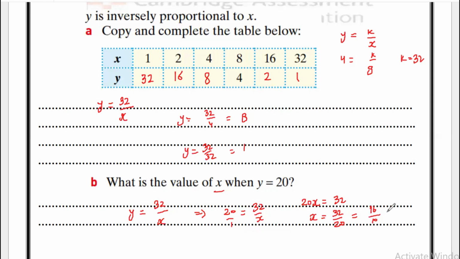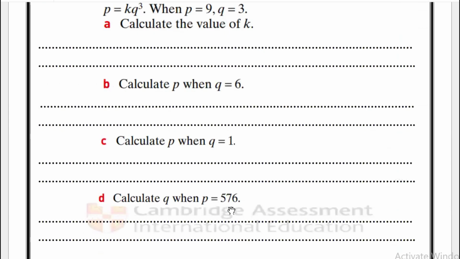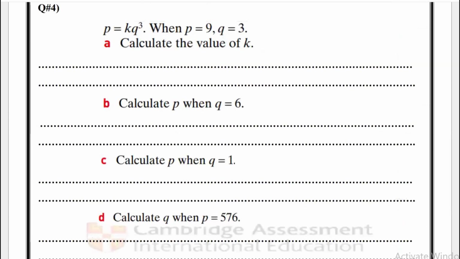So 16 over 10, or we can say that 1.6. We have question number 4, and it is P is equal to K Q cubed. When P is 9, Q is 3. Calculate the value of K.